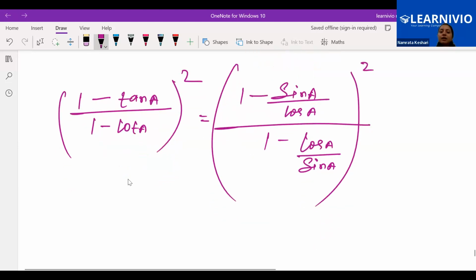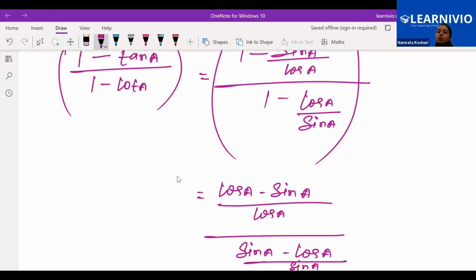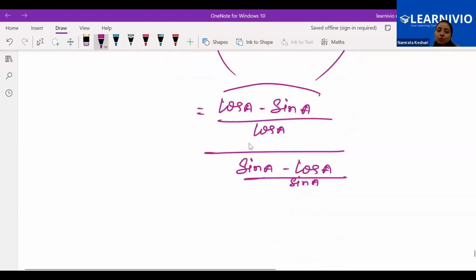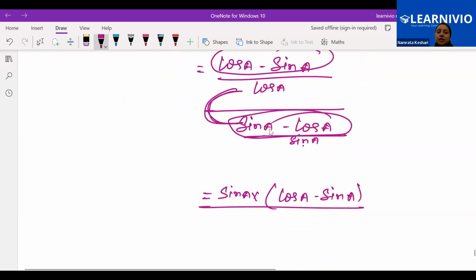Now we'll be having cos A minus sin A by cos A, and again sin A minus cos A by sin A. We already know how to make A minus B into B minus A, by taking a negative sign common. But let's simplify it at first. So this sin A will go in the numerator, this sin A will get multiplied with this term cos A minus sin A, and this cos A will get multiplied, the inner term will multiply together.